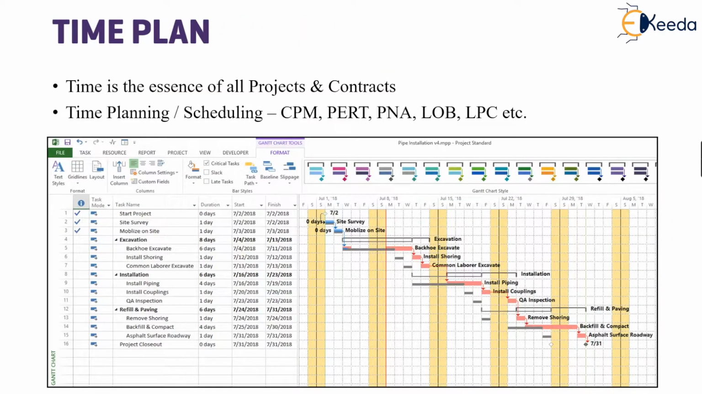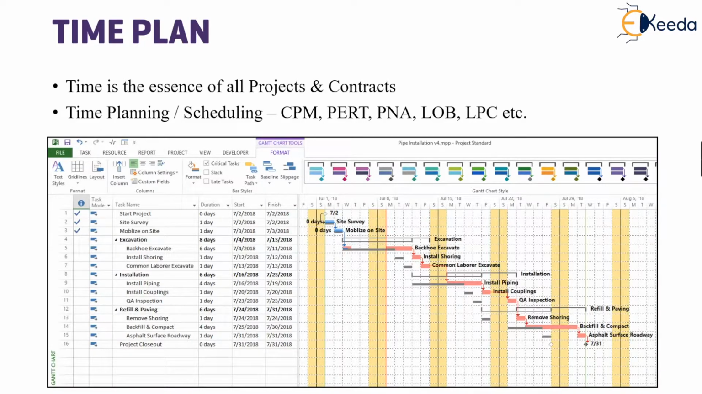Time plan. Time is the essence of all construction projects, and contracts often have clauses outlining the awards like bonuses or penalties like liquidated damages for completing a project ahead or later than the scheduled date.